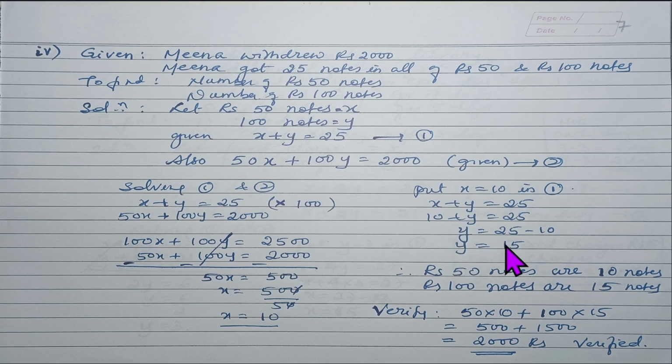That means it's very clear that she got the 50 rupees notes. How many? 10 notes. And 100 rupees notes, she got 15 notes. If you have to verify it, 50 into 10 and 100 into 15 becomes 500 plus 1500, that is 2000 rupees. So that is the method of finding out the number of notes of 50 rupees and the number of notes of 100 rupees. So that is how we convert the statement into equations and then solve them to find out the unknowns.